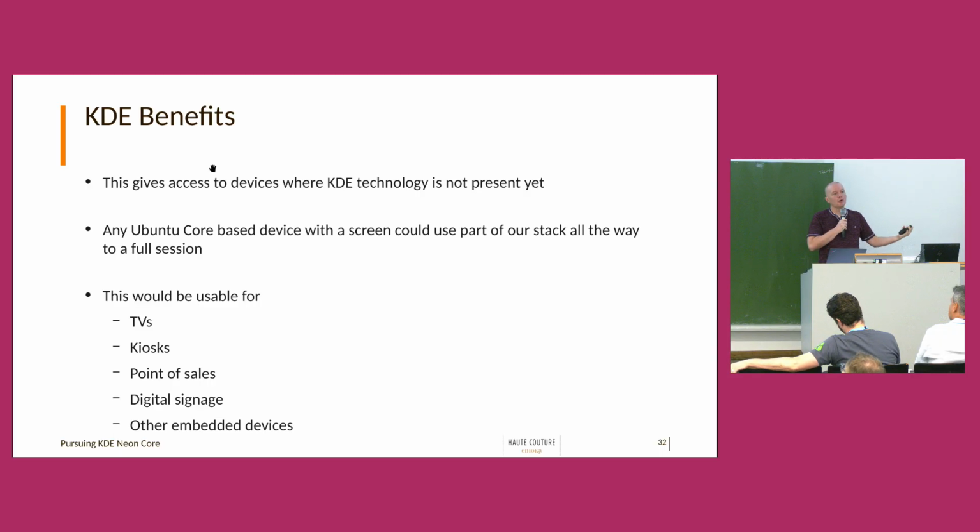Basically, any Ubuntu Core device out there with a screen could benefit from something like what I'm proposing. I've been surprised, when I got to the Ubuntu Summit, that there are actually some of that happening. And we could get something usable anywhere. Plasma could be usable, so that's TVs, kiosks, point of sales, digital signage, some industry-specific devices, and so on.